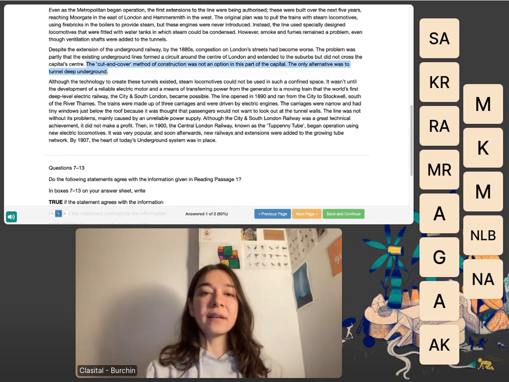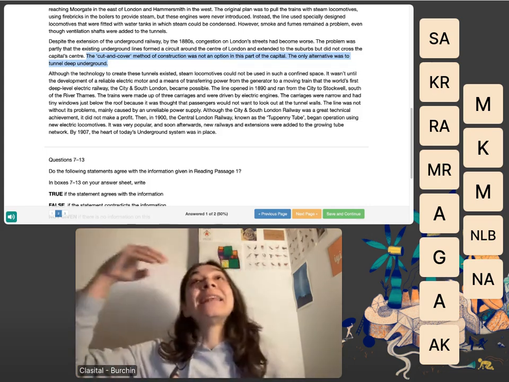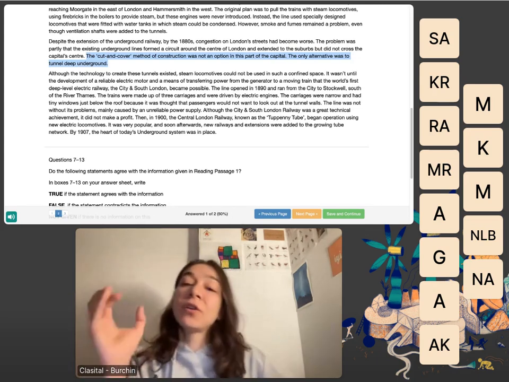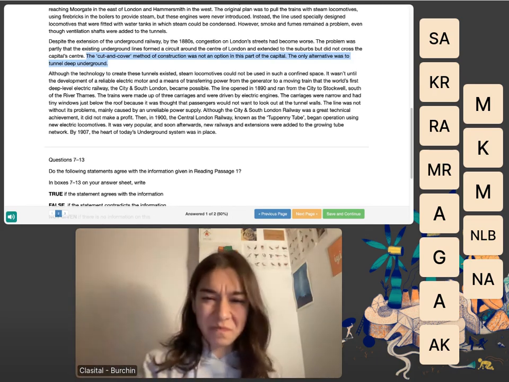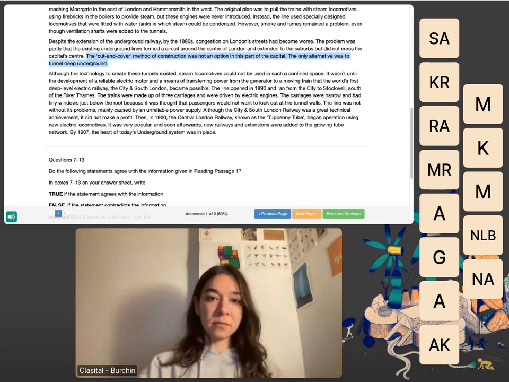Read this sentence and that sentence again. The cut and cover method of construction was not an option in this part of the capital. So they need another option for the underground system. If it is not an option, they need another system. A different approach, a different system is needed. Let's continue.